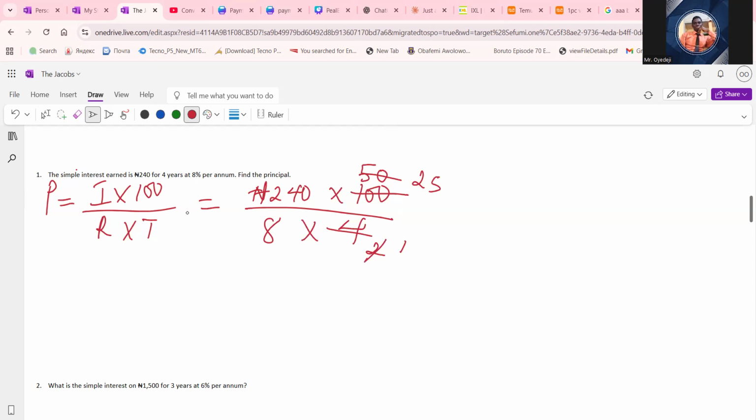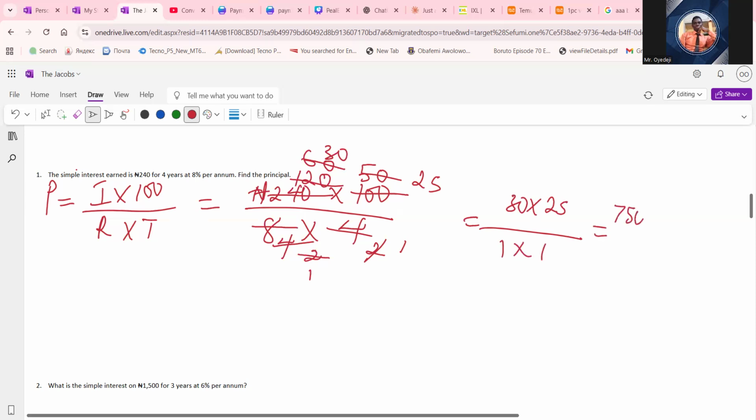So let's go for the 8 also. 2 here is 4. 2 here is 120. 2 here is 2. 2 here is 60. 2 here is 1. And 2 here is 30. That is, we have 30 times 25 over 1 times 1, which equals 750 over 1, which equals 750. So that means that's our principal. Our principal was 750. That settles that.